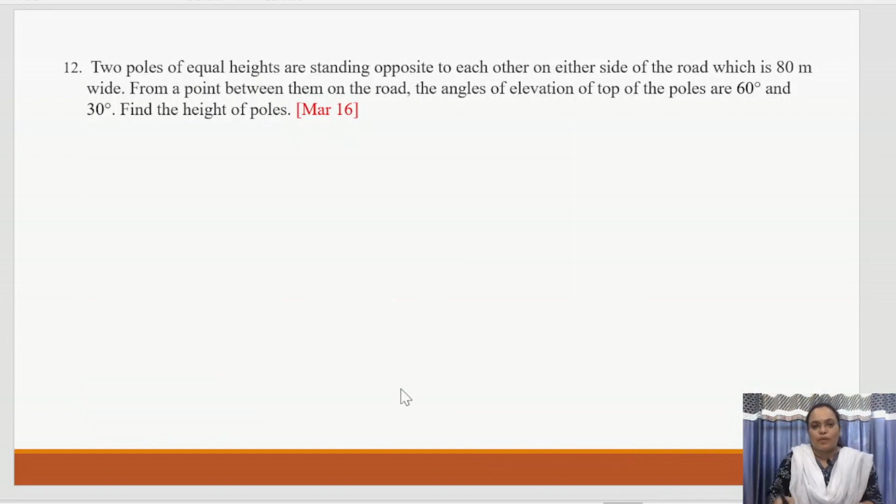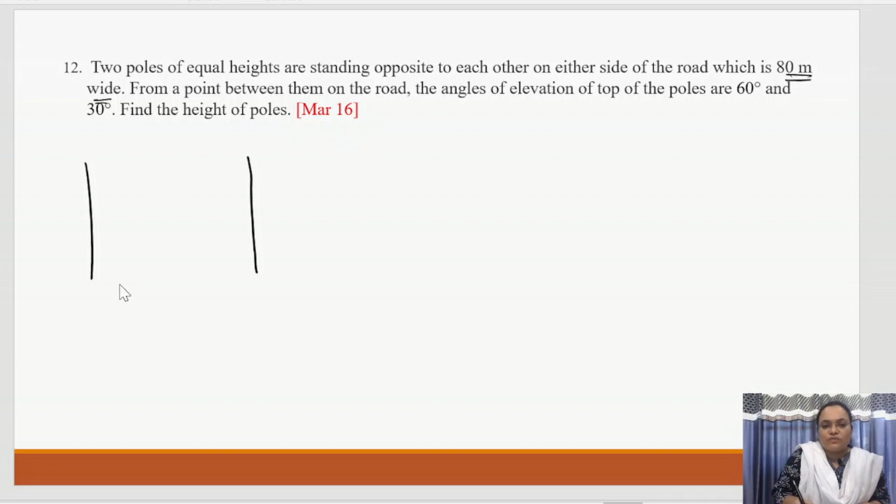So let us see the next question. We have two poles of equal heights which are standing opposite to each other, 80 meters apart. So this is one pole and this is the other pole, and the road between them is 80 meters wide.